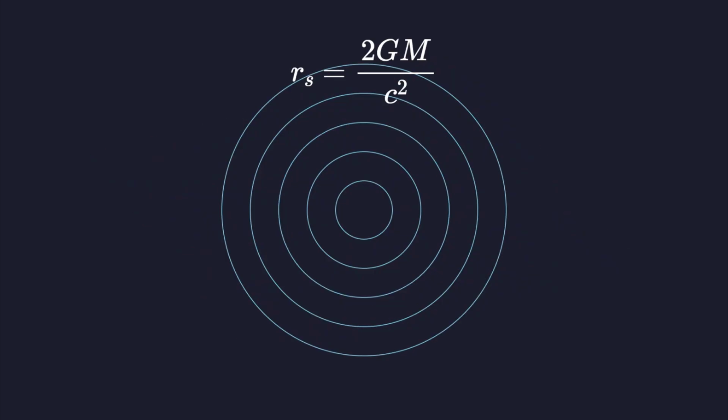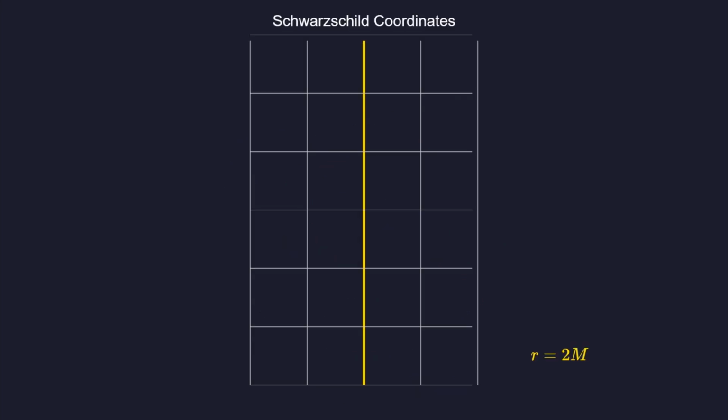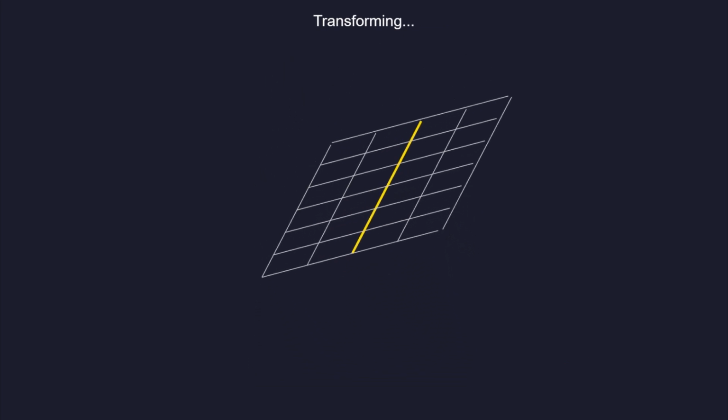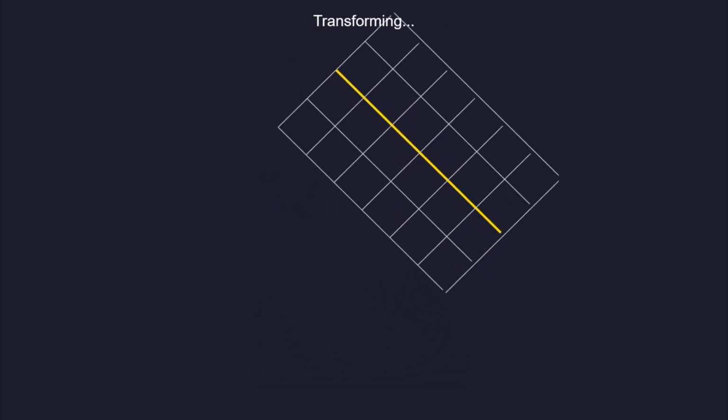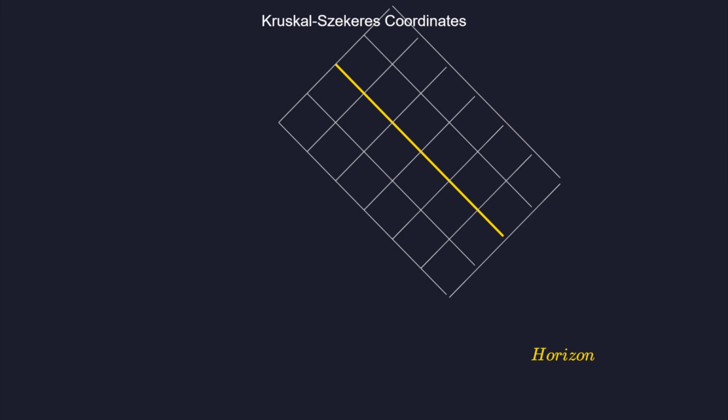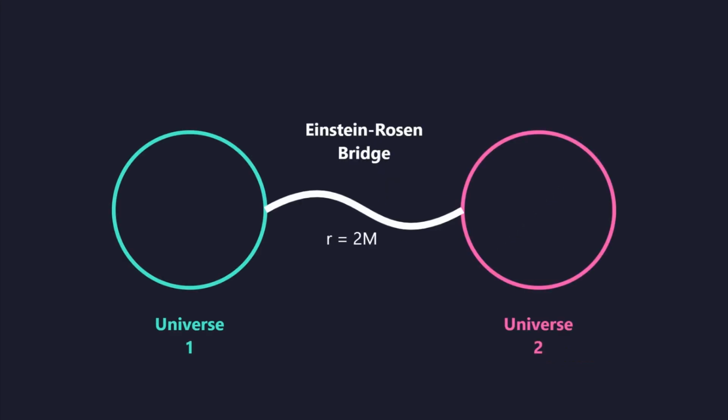Historically, the radius equal to 2 times the mass times the gravitational constant divided by the speed of light squared appeared singular, but this was a coordinate artifact. Transforming to Kruskal-Szekeres coordinates removes the coordinate defect at the horizon, revealing that the metric remains completely smooth and differentiable there. The maximally extended Schwarzschild geometry contains 2 distinct exterior asymptotically flat regions connected by a wormhole.